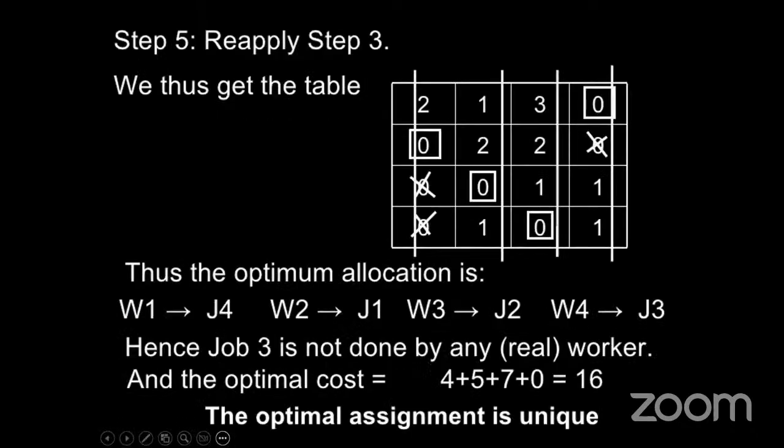Is this clear, or else? Yes, sir. Clear, sir.